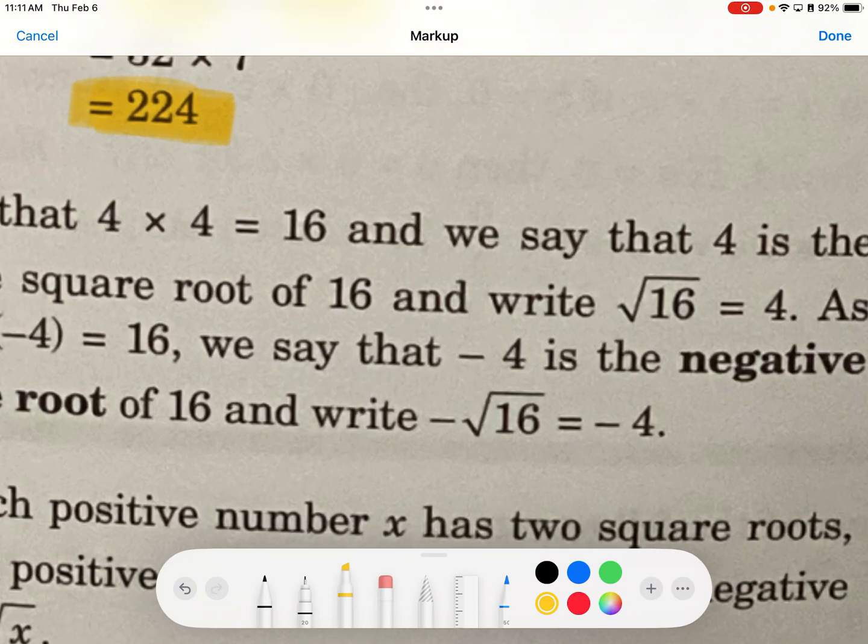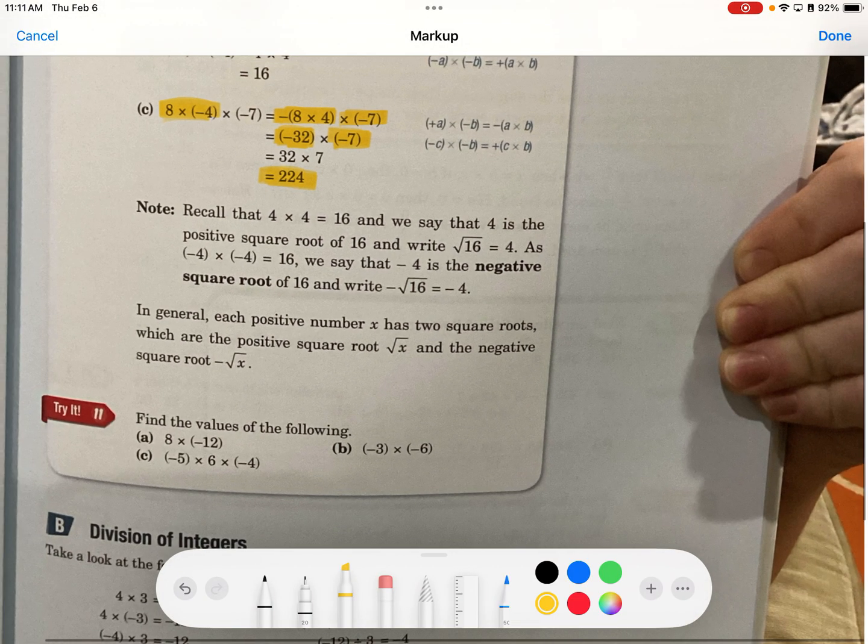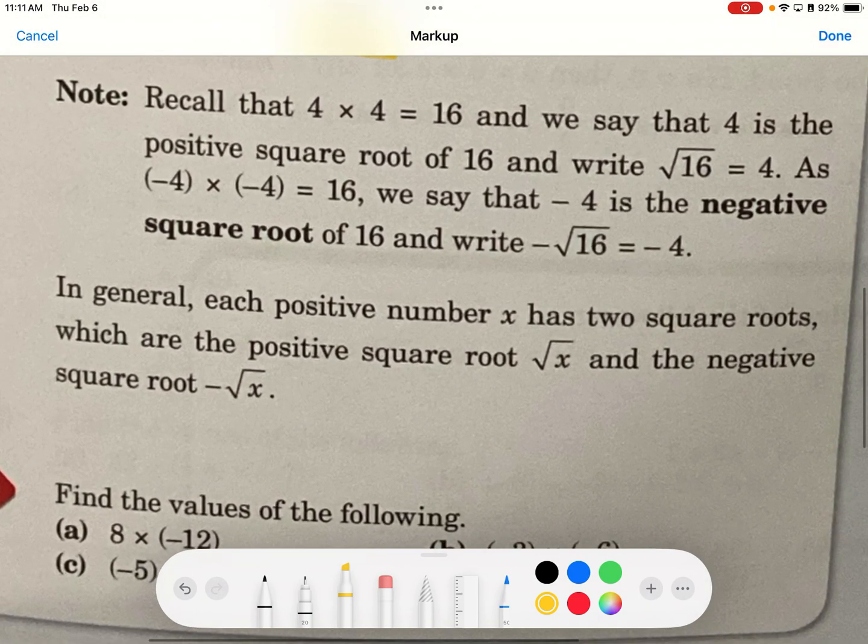So Micah, look at this. If we wanted to know what is the negative square root of 16, well, it's negative. In general, each positive number x has 2 square roots, which are the positive square root and the negative square root. Do you understand that? Yeah. Okay. So Layne, if we have -4 times -4, we get 16.